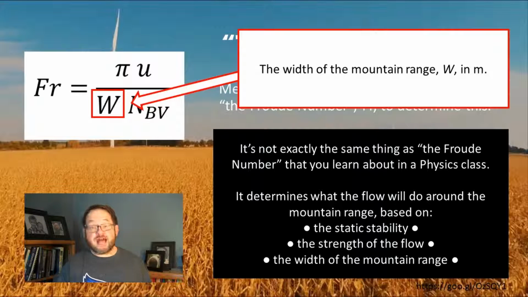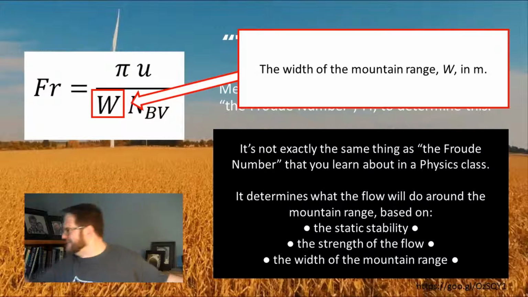The width of the obstacle that we're worrying about matters with regard to the Froude number. That's going to determine what the flow does when it hits this obstacle. So if we're talking about a mountain range, then here is its width, W. Now this is not width as in how wide it is, as in the flow is approaching the mountain range. Well, how wide is it? Can I get around it?